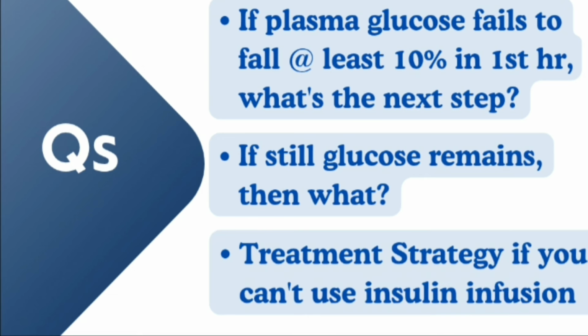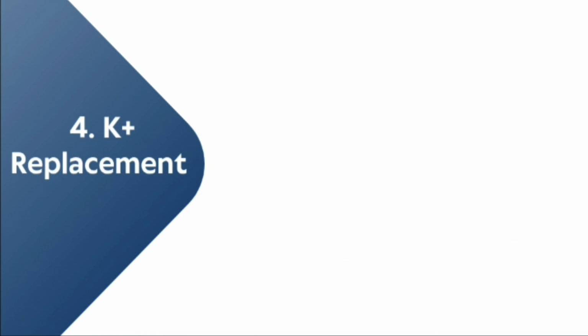However, if clinical circumstances prevent the use of an insulin infusion, what is your treatment strategy? The answer is intramuscular insulin. An initial 0.15 units per kg of regular insulin is given intravenously and at the same time the same dose is given intramuscularly. Subsequently, regular insulin is given intramuscularly on hourly basis at a dose of 0.1 units per kg until the blood glucose falls to around 250 mg per deciliter, and then the insulin can be given subcutaneously.